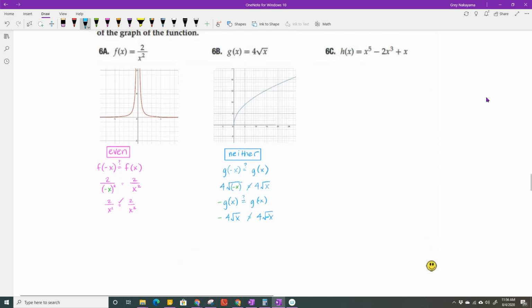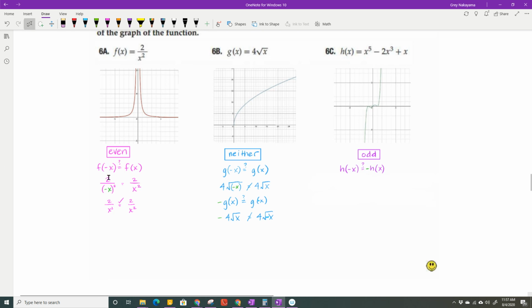Okay, so last one. h of x equals x to the fifth minus 2x cubed plus x. So here's my graph, and when I look at that, it kind of looks like it might work. I have this point right here, let's just act like that's (1, 1). And if that's (1, 1), then this over here is (negative 1, negative 1). So I'm going to guess that that's an odd function. That means I have to prove, does h of negative x equal negative h of x?